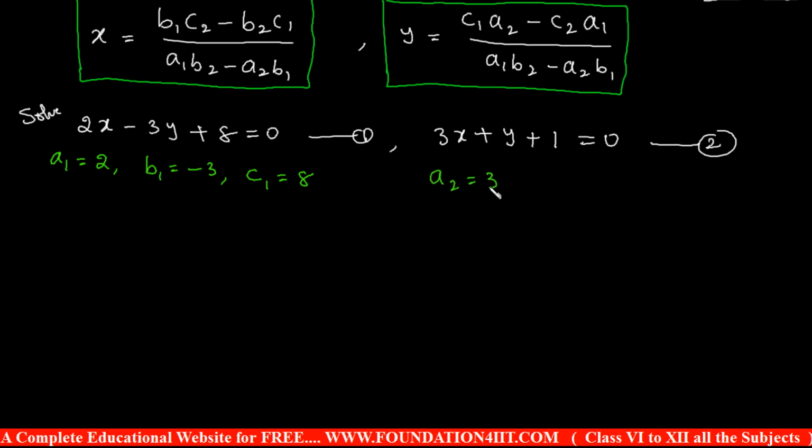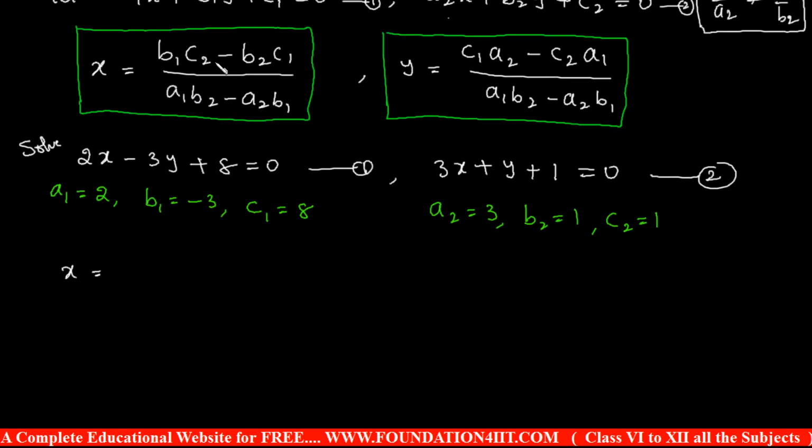And a2 is equal to 3, b2 is equal to 1, because the y coefficient is nothing, this is 1, and c2 is equal to 1 again. These values we will just substitute directly to get x, right? Then x is equal to, you can notice above, b1 c2. b1 is minus 3, c2 is 1, so it's minus 3, minus, formula minus, b2 c1, b2 is 1 into c1, 8, 1 into 8 is 8, by a1 b2.